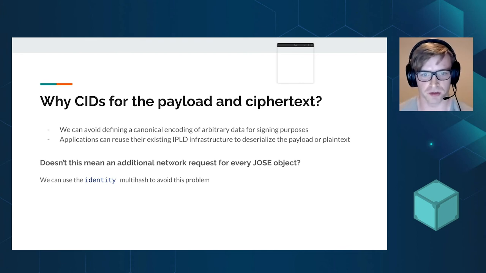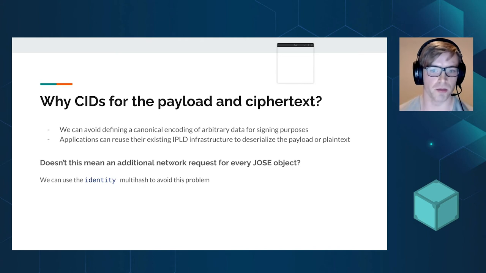And this is quite complicated, but we can avoid doing that because we already have IPLD as a way of encoding arbitrary data, so we just use that. And also applications, if they're using this data, they already have IPLD infrastructure for deserializing and serializing into IPLD data, so they can just reuse that. So by saying you have to sign a CID or you have to encrypt a CID, we don't have to worry about specifying how you structure your data.